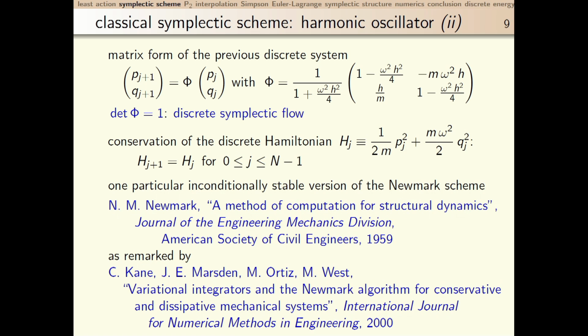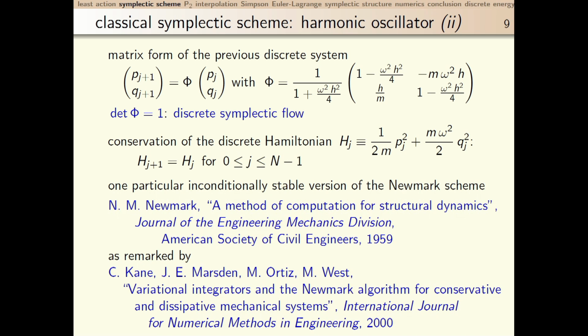All this is classical, and after that, for a linear problem, for a harmonic oscillator, you can write the numerical scheme as a transition matrix phi, and this phi transition matrix is symplectic, for beginners, therefore the scheme is symplectic, which is equivalent to the fact that the determinant of this matrix is equal to 1. And moreover, for this specific scheme, the energy is also conserved. So this scheme is very popular.